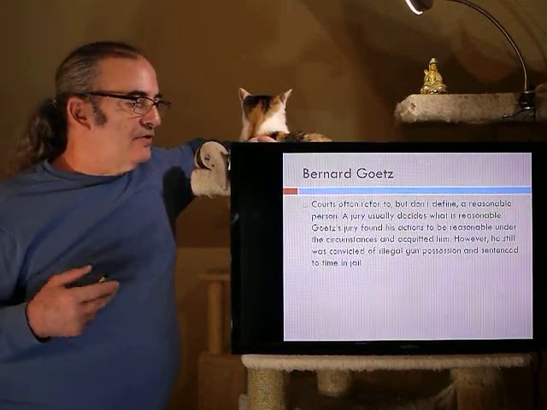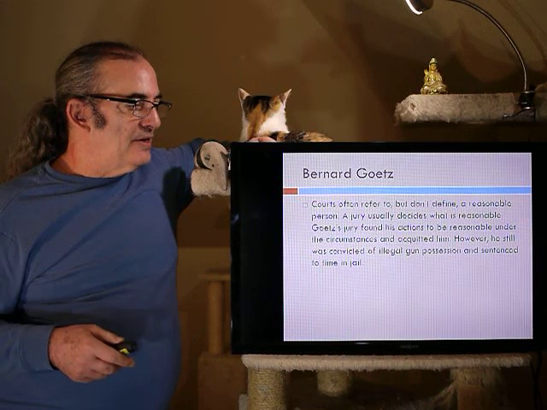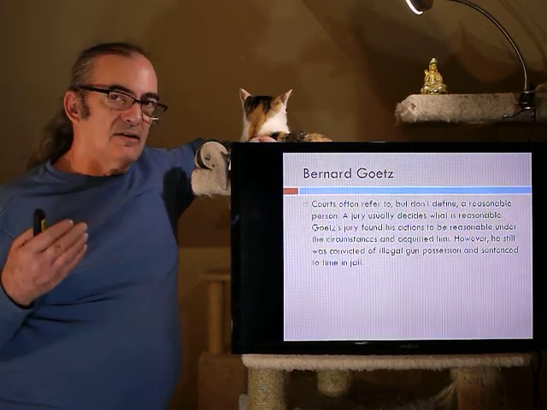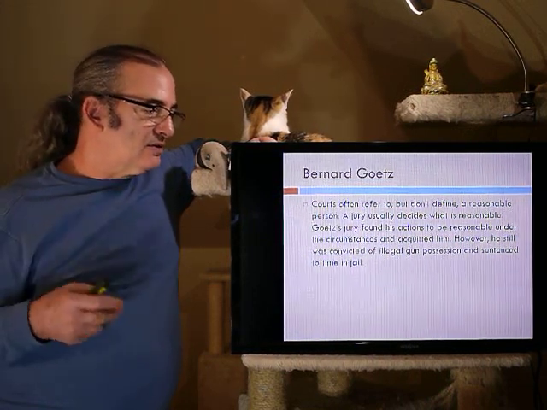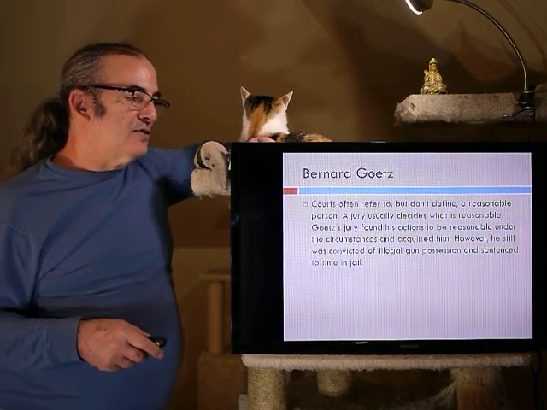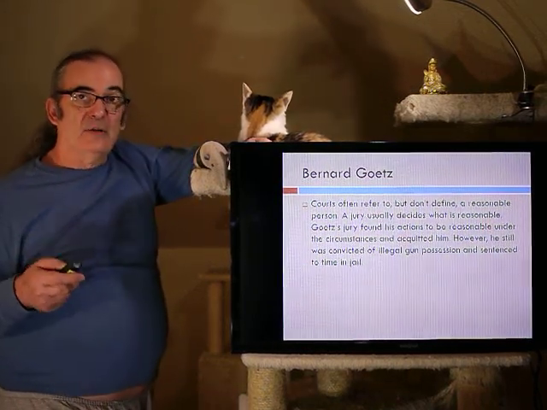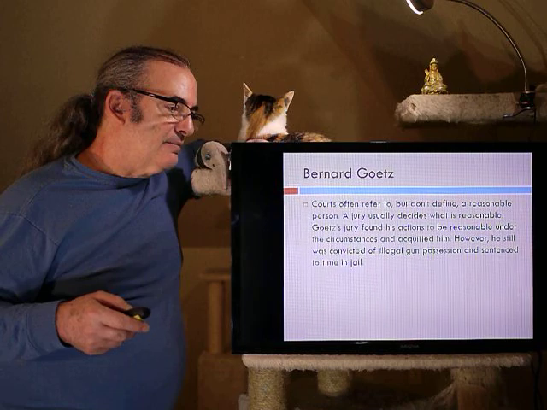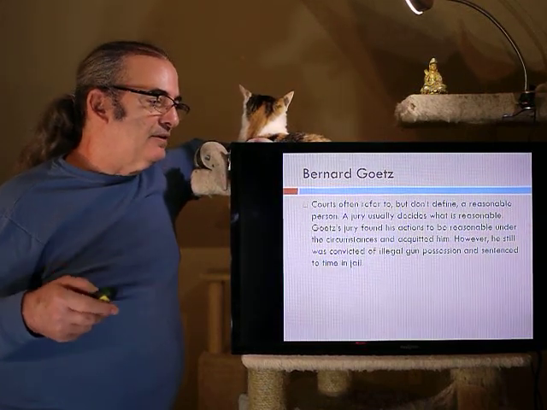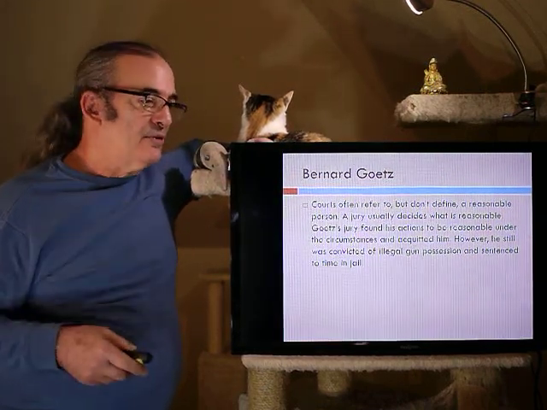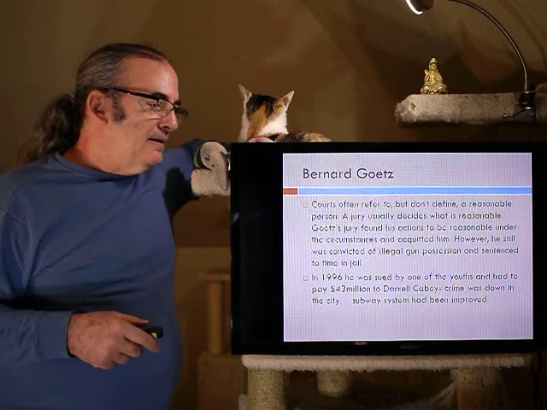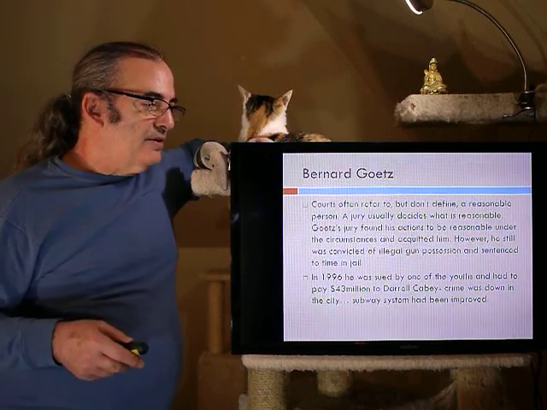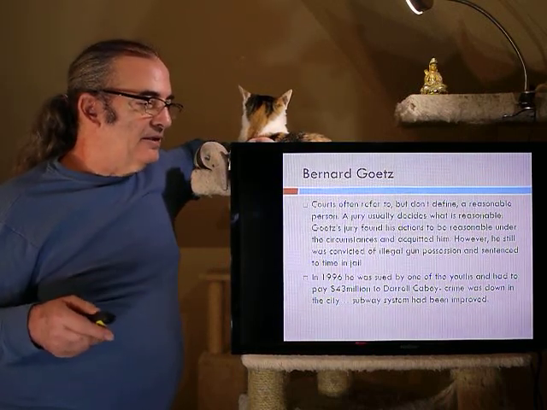So these courts often refer to, but don't really define, a reasonable person. The jury usually decides what's reasonable, and so Goetz's jury found his actions to be reasonable under the circumstances. They acquitted him of the shooting of these young men. However, he was still convicted of illegal gun possession, and he was sentenced to a brief time in jail. Now, in 1996, he was sued by one of the youths, Darrell Cabey, and ordered to pay $43 million.